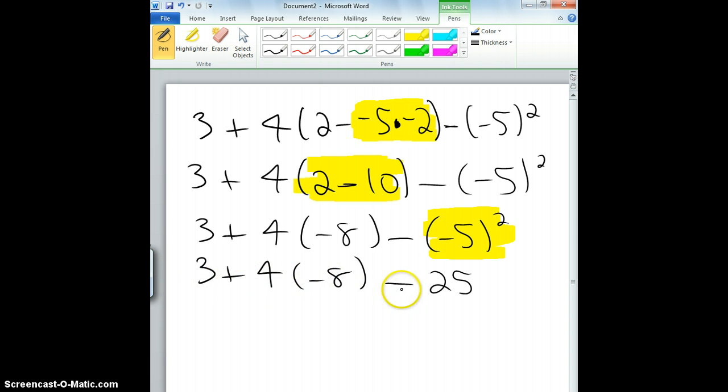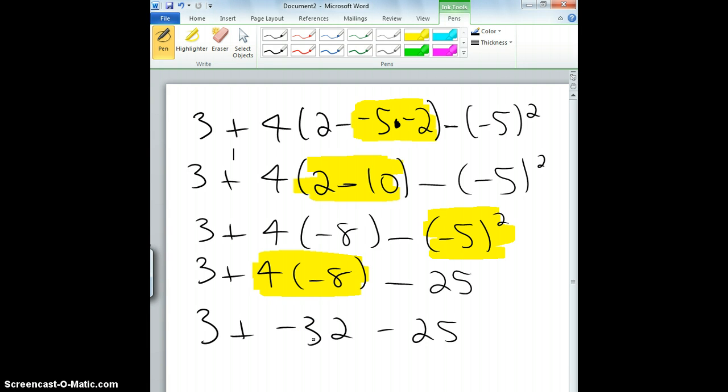This is addition, subtraction, and that's the last thing I would do because it's not in parentheses. So the next thing I'm going to do is multiply, and I get a -32 because if I owe 4 people $8, I would owe a total of $32.